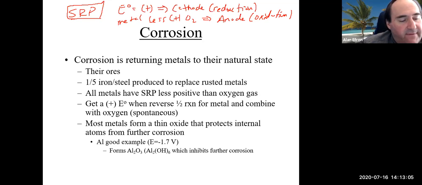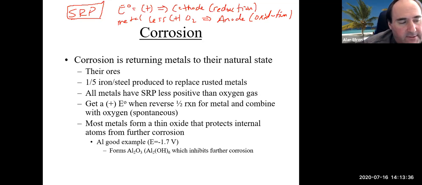And that positive value for E of the cell will give us, as we've been talking about, a negative value for G, which means that the reaction should be spontaneous, which means just sitting out there in air, they should start to go through oxidation and should start to go through corrosion. Now, not all corrosion and oxidation of metals is necessarily a bad thing. It can actually be a good thing in certain cases.